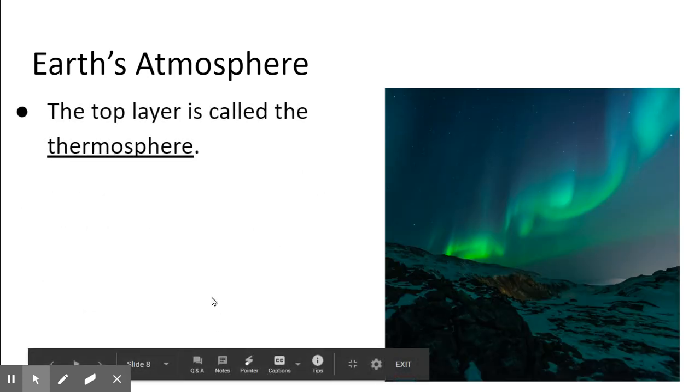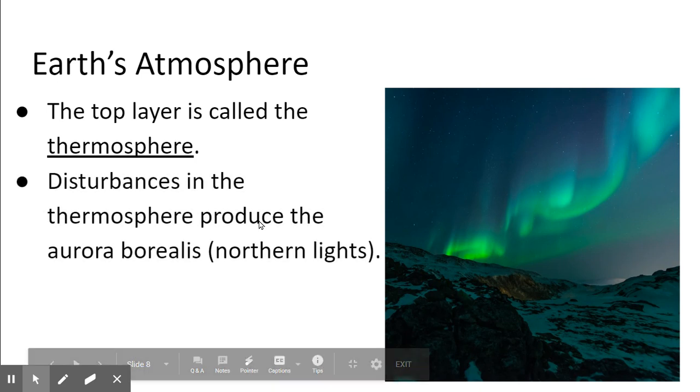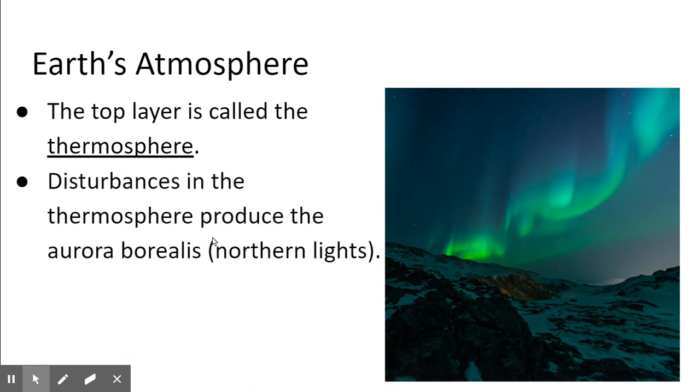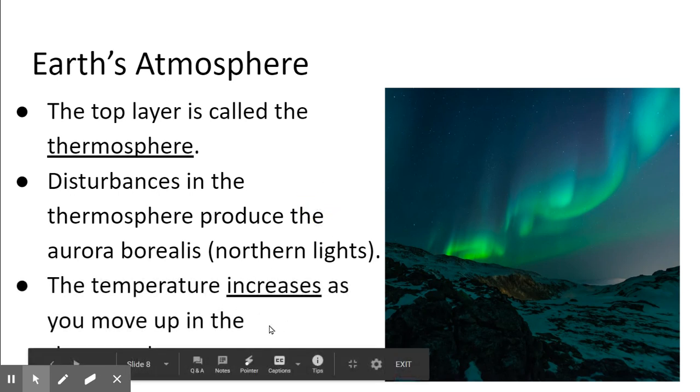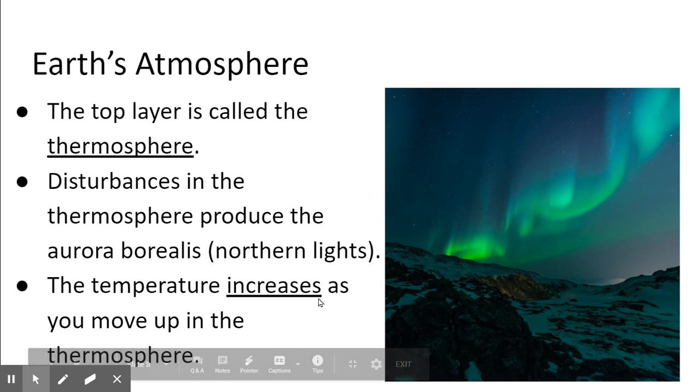The top layer is the thermosphere. On your quiz tomorrow, you'll have to be able to put these in order. The disturbances in the upper thermosphere are what we call the aurora borealis, or the northern lights. As you move up in the thermosphere, the temperature is going to go up greatly. Hopefully that helps to show you guys.